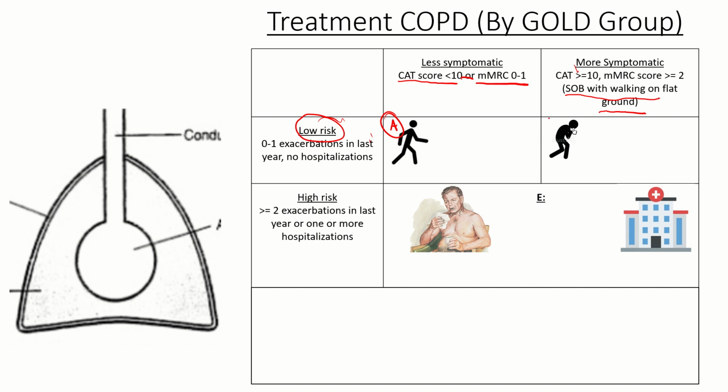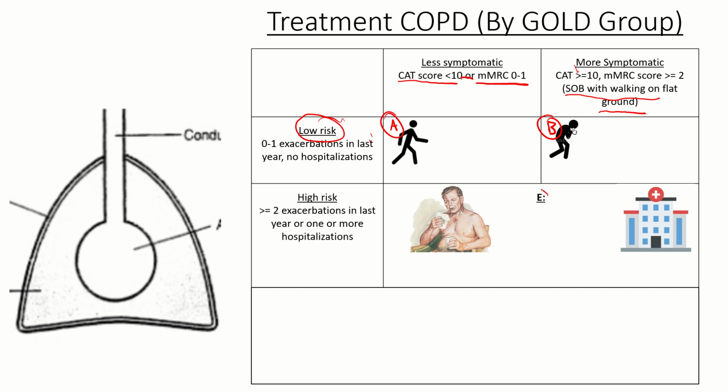Next would be group B. So these patients may not have been hospitalized and had less than 2 exacerbations in the last year, but they are more symptomatic. So these patients will start getting more shortness of breath with walking on flat ground. These would be group B.